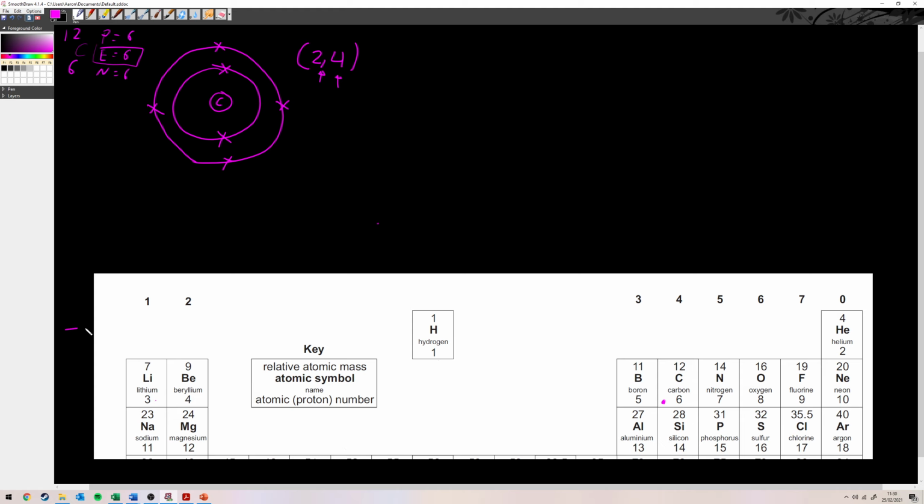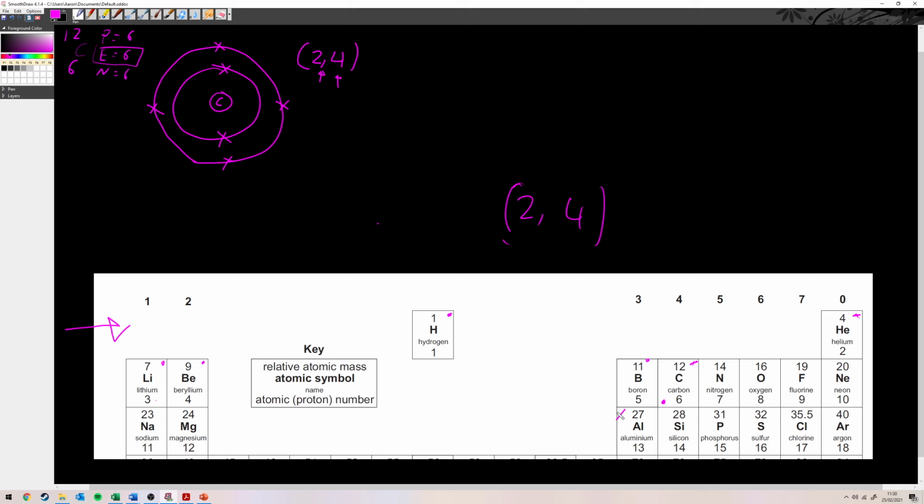So this is my first electron shell. If I count this way, I know that carbon has got 1, 2 electrons in its first shell, and you keep counting up until you get to carbon. So in the second shell, I know it's got 1, 2, 3, 4 electrons in its second shell. This works for every single element.